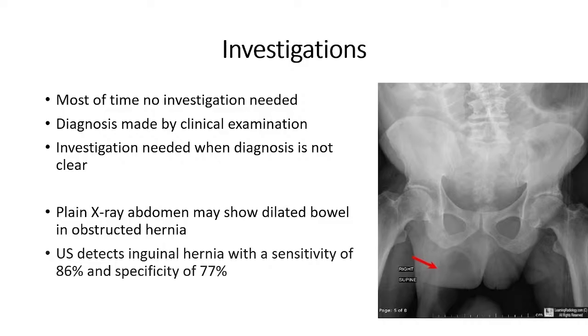Another investigation: if a patient still presents with symptoms but ultrasound does not detect any hernial sac, we can go for the MRI, because MRI detects soft tissue abnormalities very well, and there may be other orthopedic causes for the pain in the inguinal area. Those can be diagnosed by the MRI.